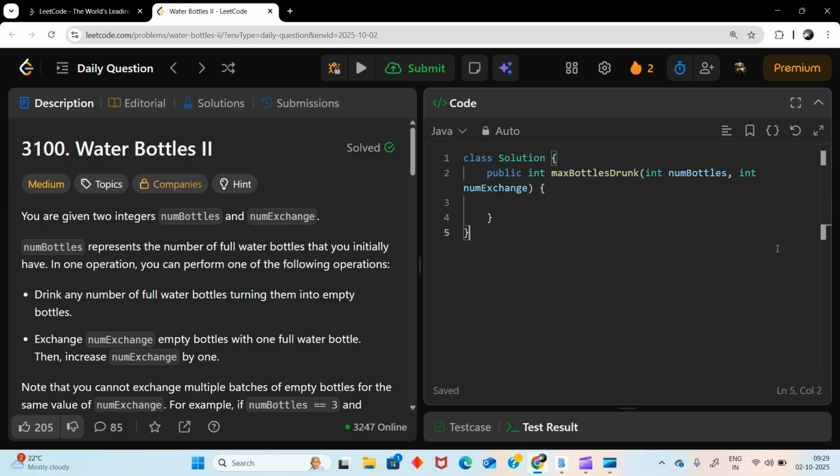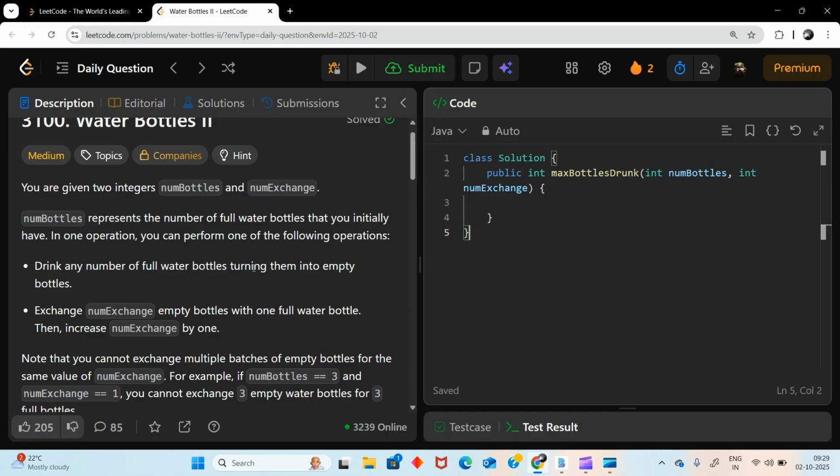Let's start solving today's LeetCode daily challenge question. So the question is Water Bottles 2. You are given two integers, numBottles and numExchange. numBottles represents the number of full water bottles that you initially had.